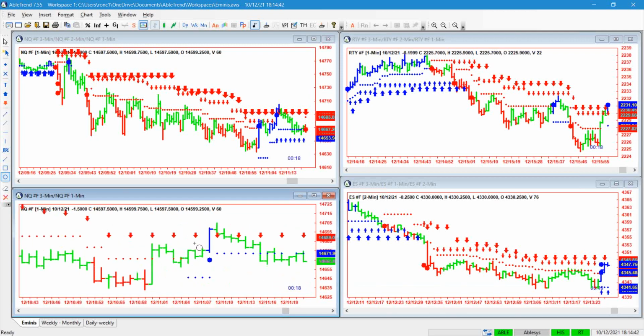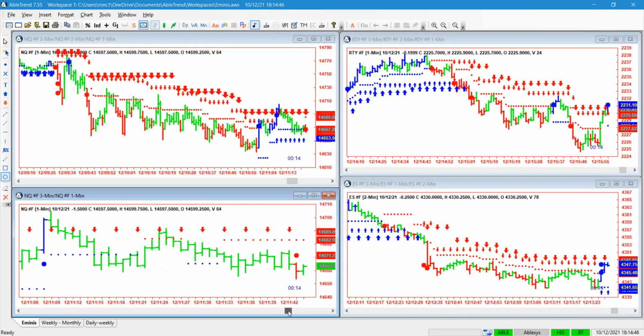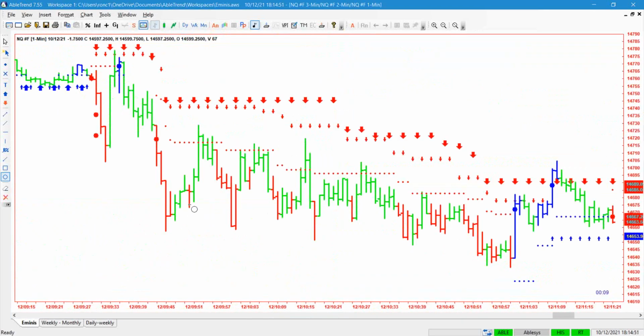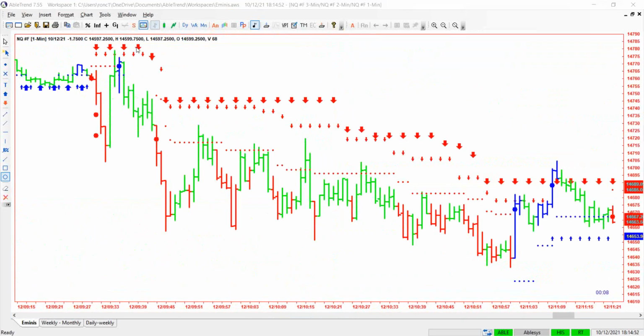Same thing if it hit the arrow and closed under, or even between the red arrow, you'd go short. Same thing on the blue, you go long. But let me jump in on the trend chart because this tends to be the chart that everybody really likes a lot. And this is the mini Nasdaq chart.